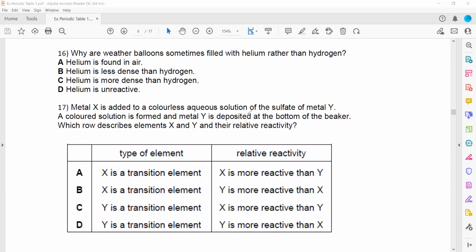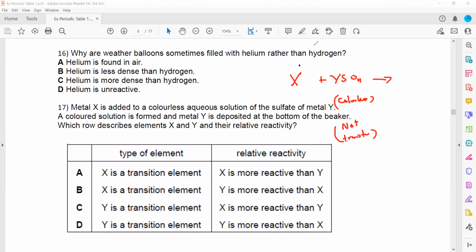Then metal X is added to a colorless aqueous solution of Y. So metal X is added to Y sulfate. This is colorless. If a metal compound is colorless, it means it is not a transition element, because a transition element should form a colored compound. And what happened? A colored solution is formed and a metal Y is deposited.